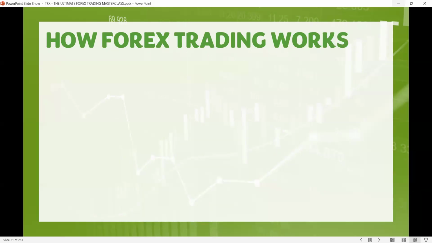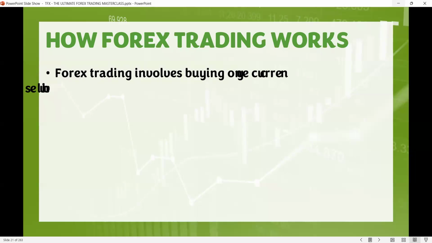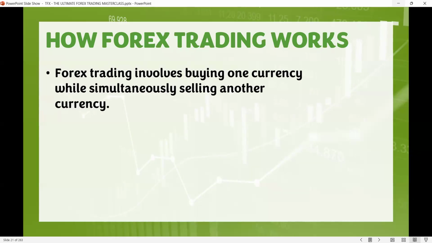Now, how does Forex trading work? I think I mentioned it before. Forex trading involves buying one currency while simultaneously selling the other currency. Remember the last slide that we saw, that there are always two pairs. So it involves you buying one to sell another or selling one to buy another. That is how Forex trading works in simple terms.